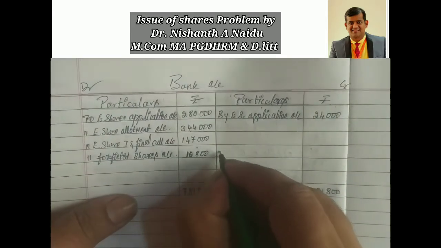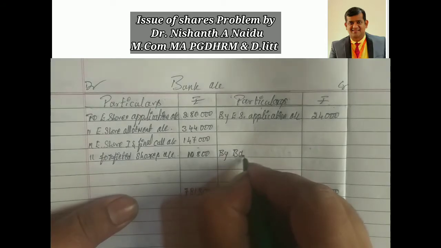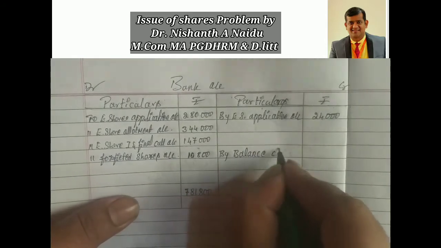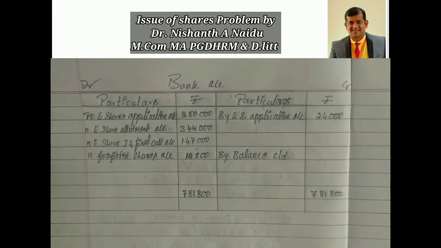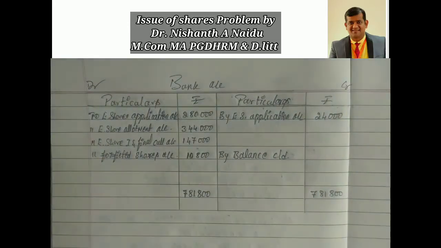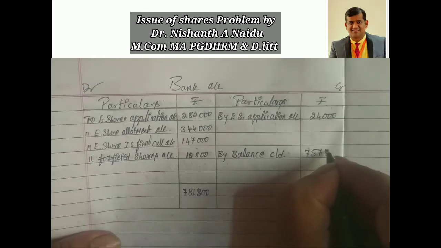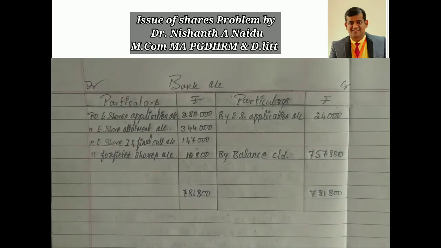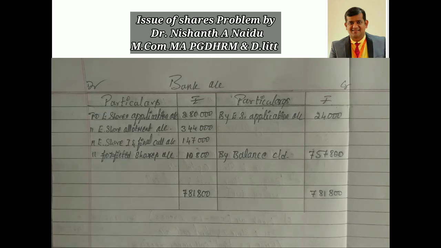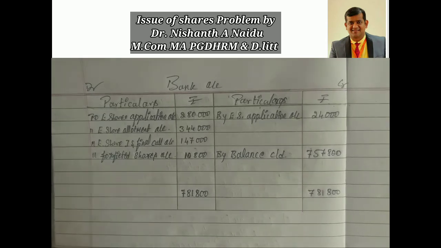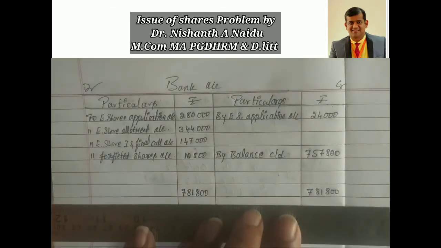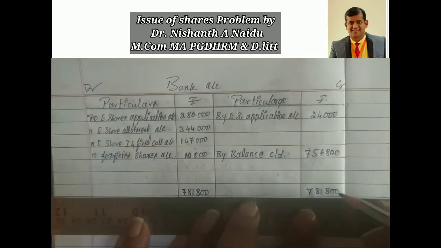7,81,800. Then you write by balance carried down: 7,81,800 minus 24,000 minus 24,000. So the balance is 7,57,800. 7,57,800 rupees is the balance. Okay, so now let us close the bank account. I'm closing the bank account.